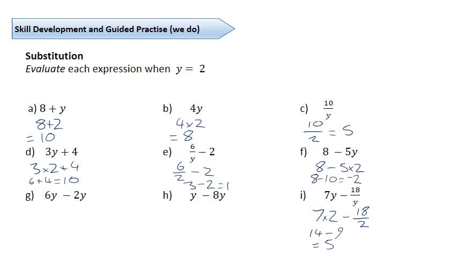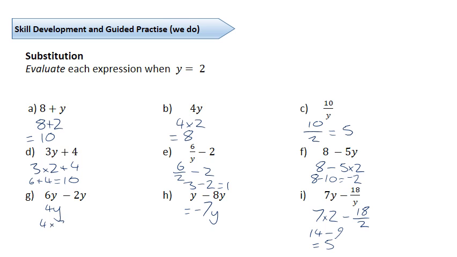I haven't done G or H yet because you need to think back to our last lesson where we were collecting like terms. Here we've got a y and here we've got a y. So 6y minus 2y, you could simplify first to give you 4y. And same with h. We've got 1y minus 8y. So we could simplify that to negative 7y. And then we can just chuck in our 2 now.